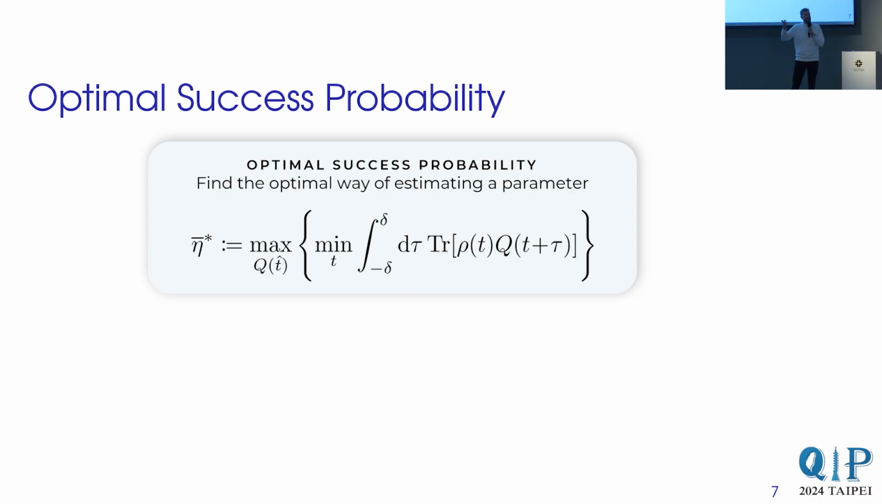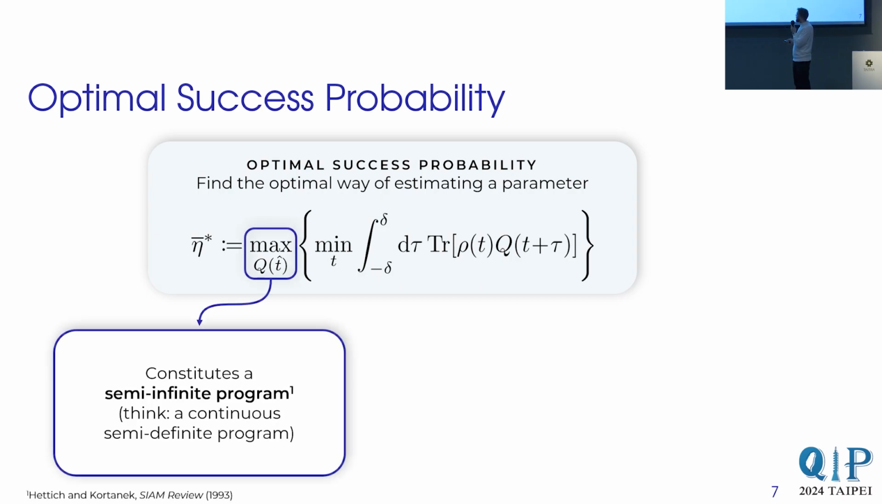So this is kind of the design, on a mathematical level, of an optimal measurement. In our paper, we show that this optimization constitutes a so-called semi-infinite program. And for the connoisseurs in the audience, it's just like a continuous version of a semi-definite program. So it's a nice convex program, and it gives us a lot of nice structure to work with.